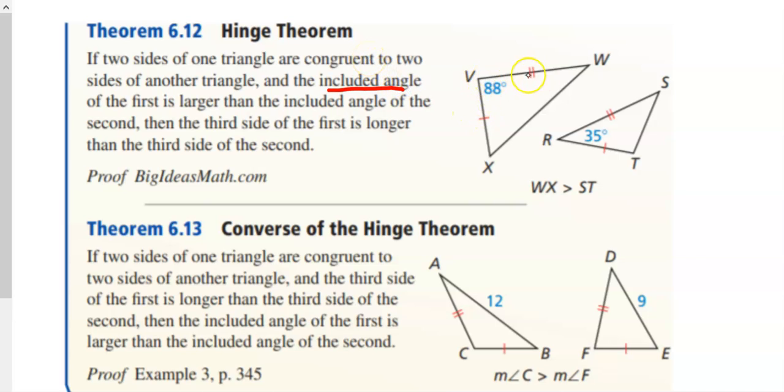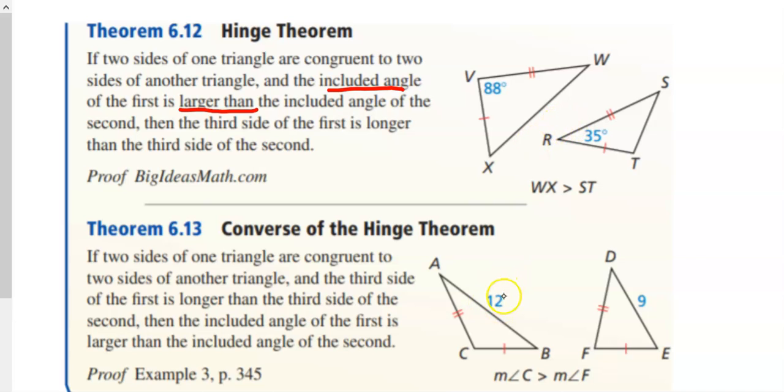So angle V is included between side VW and VX because these are the two rays that make up that angle. So if that included angle is larger than the included angle of the other triangle, then WX, the side opposite of it, has to be larger than the side opposite of this included angle. Okay? And the reverse works as well.